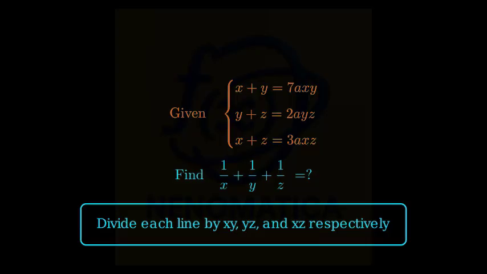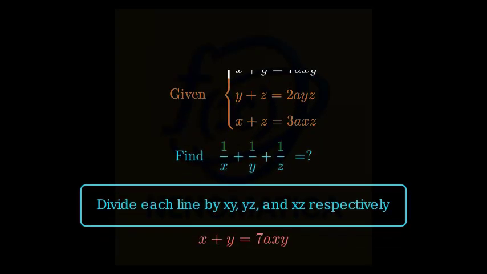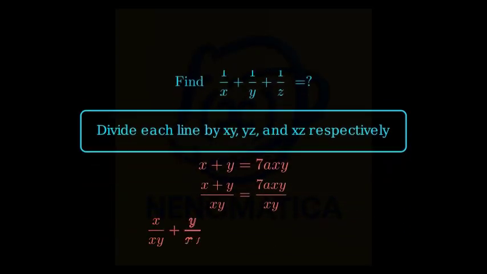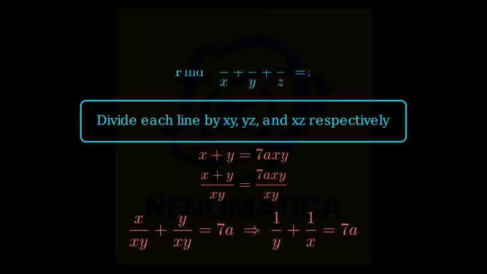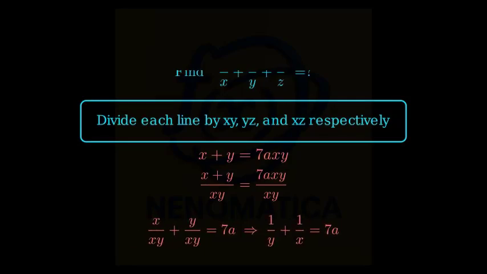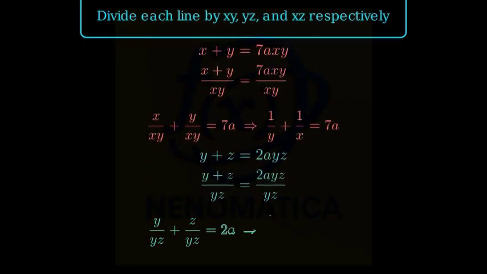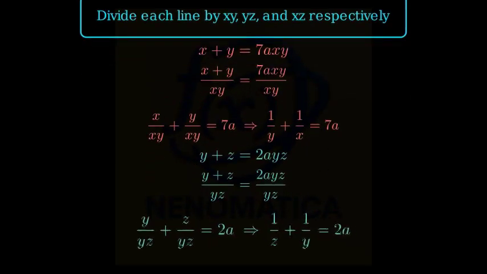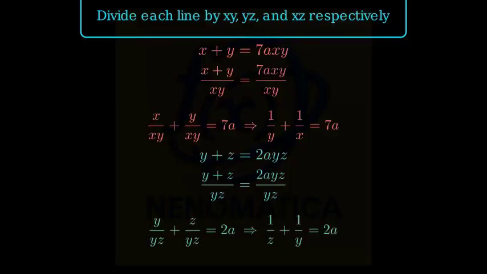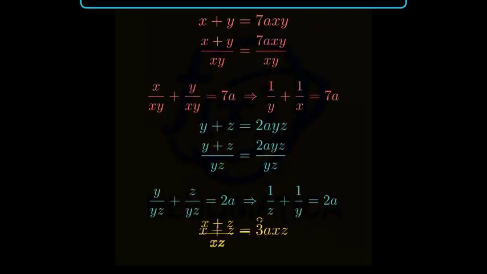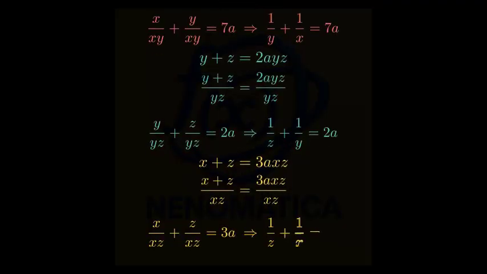Start with the first equation. Divide both sides by xy. It simplifies to 1 over y plus 1 over x equals 7a. Now the second equation. Divide by yz. We get 1 over z plus 1 over y equals 2a. Finally, the third equation. Divide by xz. This yields 1 over z plus 1 over x equals 3a.